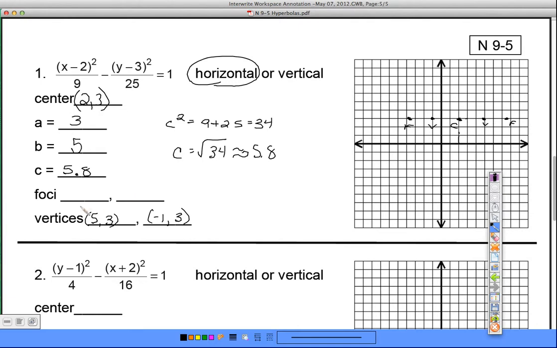All right, so the coordinates of the foci are about 7.8 and -3.8.